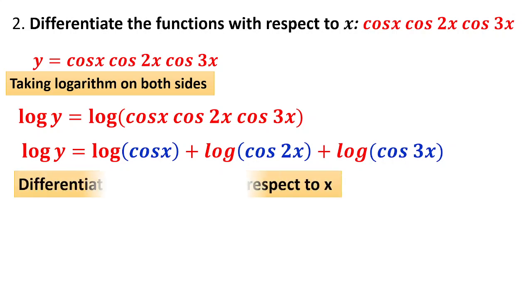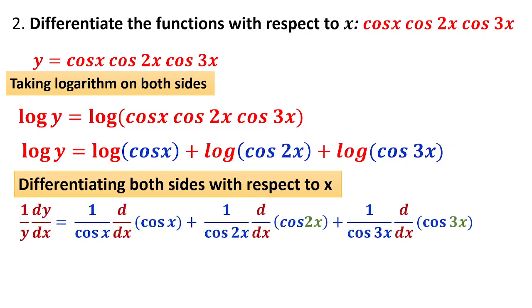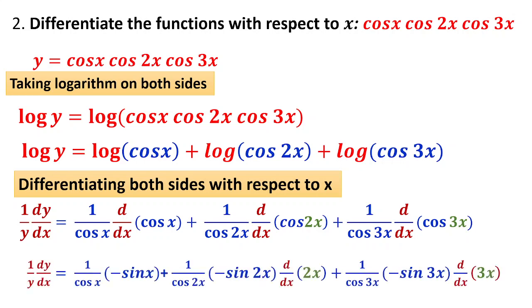What is the differentiation of left hand side? 1 by y dy by dx. Right hand side, log of cos x is 1 by cos x and differentiation of cos x is in chain rule. Log of cos 2x, 1 by cos 2x into differentiation of cos 2x. Log of cos 3x is 1 by cos 3x into differentiation of cos 3x. Once again, use the chain rule. What is the differentiation of cos x? Minus sin x. Differentiation of cos 2x, minus sin 2x into differentiation of 2x. Differentiation of cos 3x, minus sin 3x into differentiation of 3x.